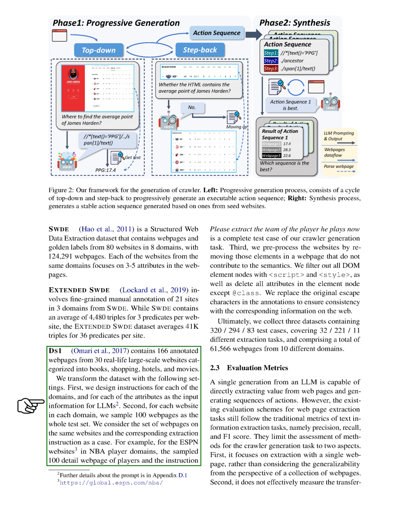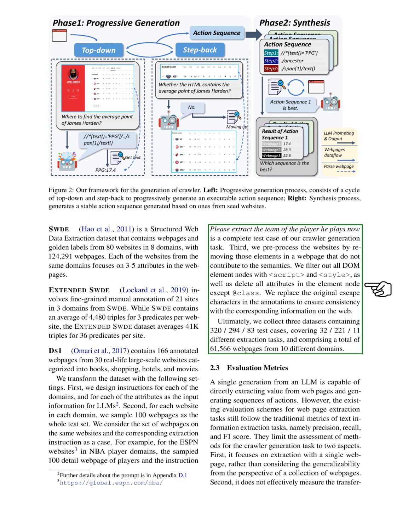We worked with DS1, which includes 166 annotated web pages from 30 real-life large-scale websites in categories like books, shopping, hotels, and movies. To prepare the dataset, we created instructions for each domain and attribute as input for LLMs. We then selected 100 web pages from each website in each domain as the test set.